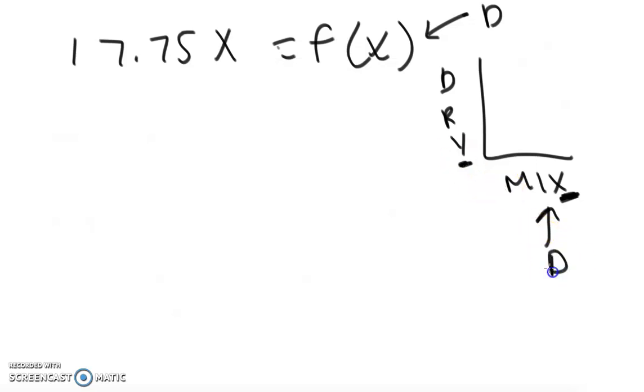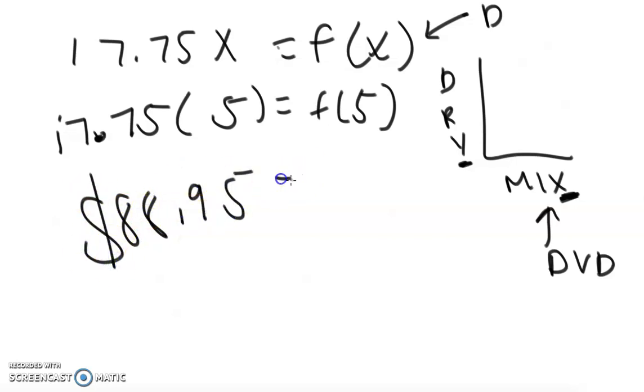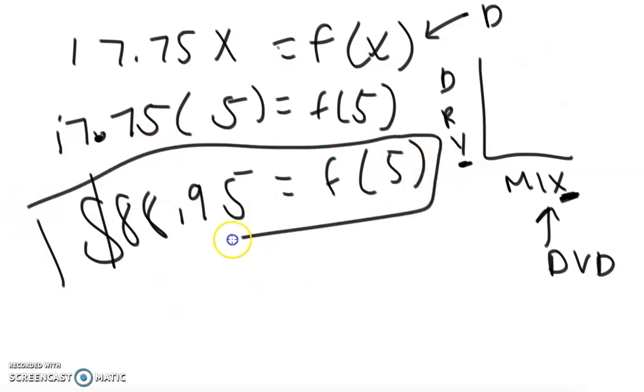So the independent value in this case is the DVDs that Allison is going to sell. Now it's saying that Craig wants 5 DVDs. Okay, now we just put this into the calculator, 17.75 times 5, which is equal to $88.95 for Craig. And that is how much Craig is going to pay her.